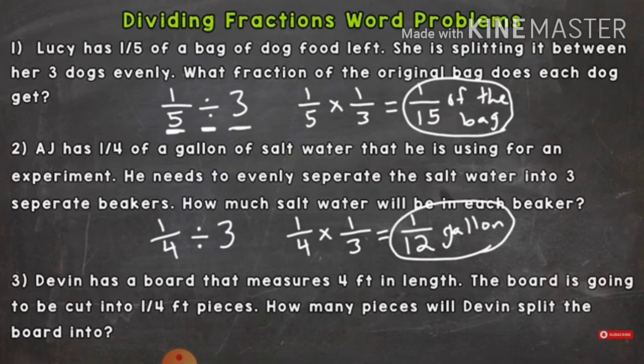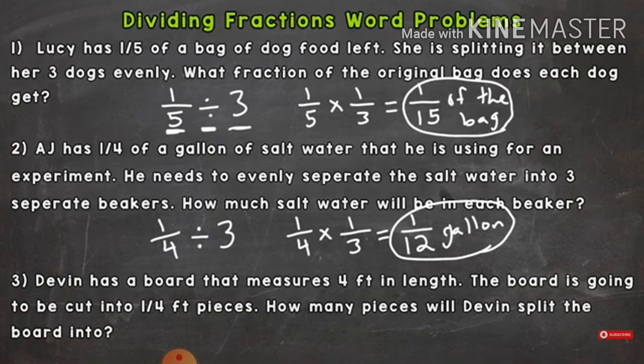All right, lastly, number 3. Devin has a board that measures 4 feet in length. The board is going to be cut into 1/4 of a foot pieces. How many pieces will Devin split the board into? So we're starting with 4 feet, and we're splitting that 4 feet into groups of 1/4, right?